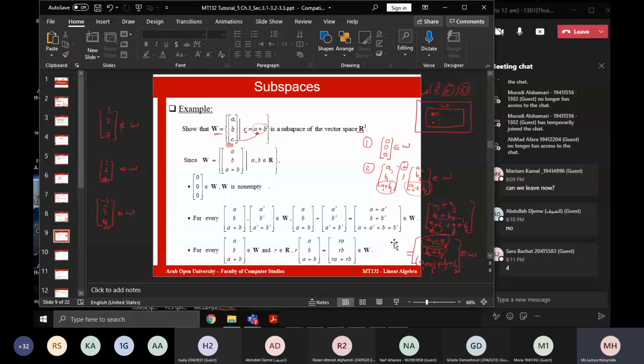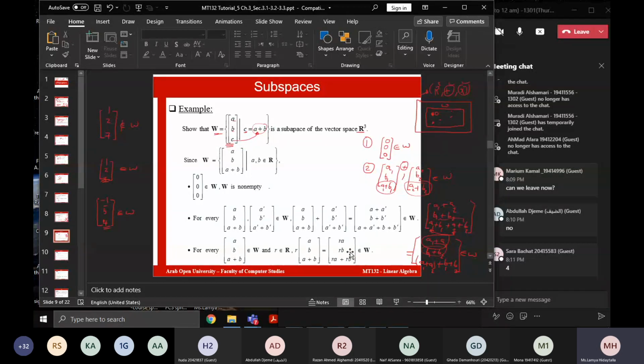Is it closed under scalar multiplication? Yeah, these are the elements. Now multiply them times R. So R multiplied by this is going to be RA, RB, and here R for all this. Now distribute it. So RA plus RB. So it is like that. So this plus this, isn't it this one? Yes. These elements belong as well to W.